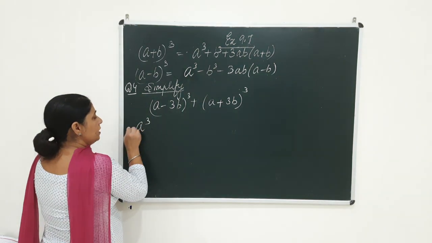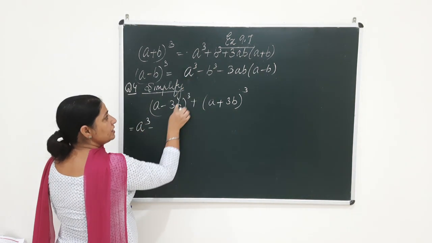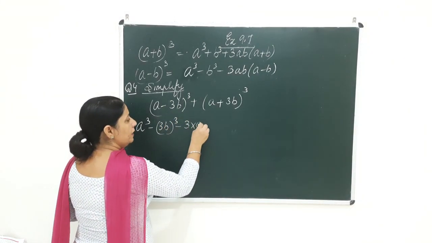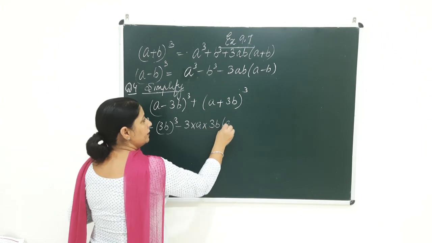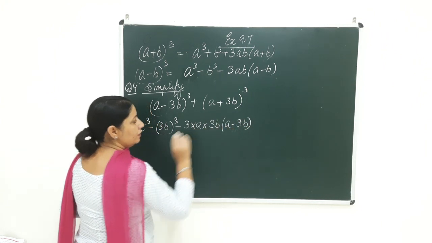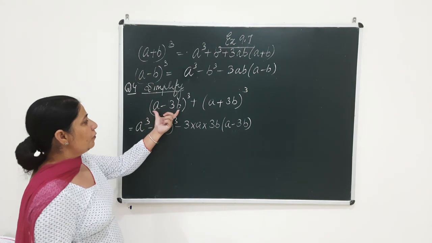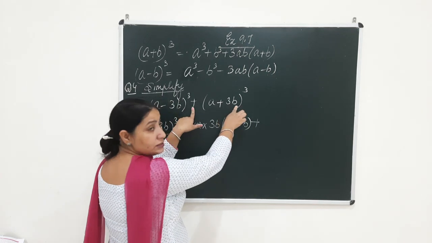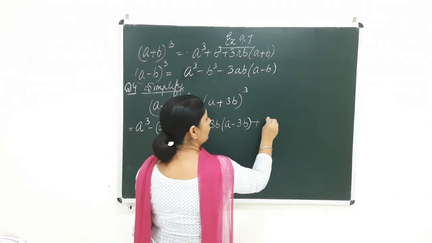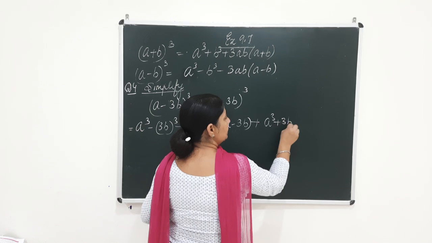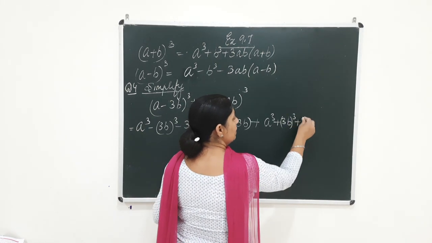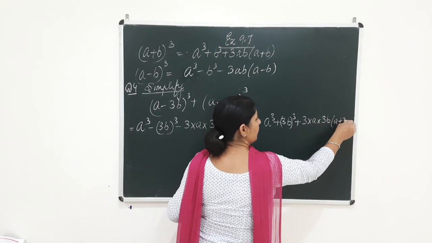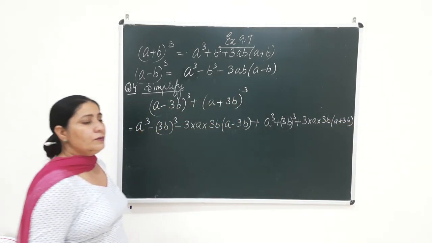The first term will be a cube. Okay, minus, in place of b, beta, 3b the whole cube will come. Minus 3 multiplied by a multiplied by 3b bracket start a minus 3b. Okay beta, this is the expression for a minus 3b the whole cube. Again there is a plus sign and now we will use the second one. So a plus 3b the whole cube will be equal to a cube plus 3b the whole cube, plus 3 multiplied by a multiplied by 3b bracket start a plus 3b. Now beta, we have to simplify it.